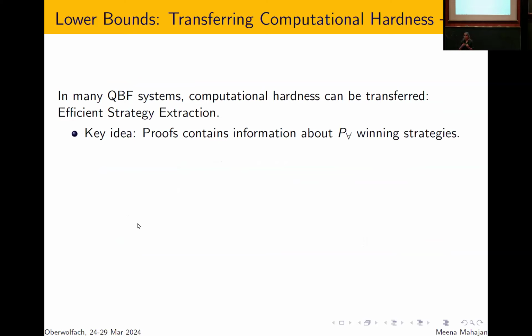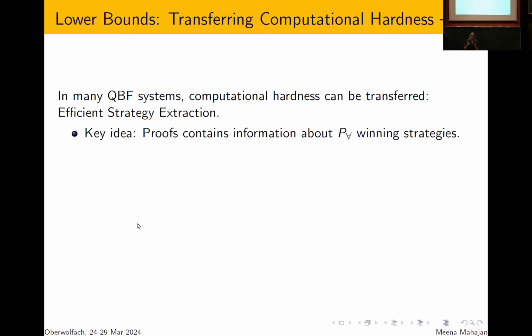One of the obvious ways of doing this in the propositional setting is to do feasible interpolation, which transfers a circuit lower bound to a proof lower bound. But that does not transfer to a genuine lower bound. It transfers only to a propositional one. So I want a different way of transferring computational hardness. And this comes very naturally from the two-person game.